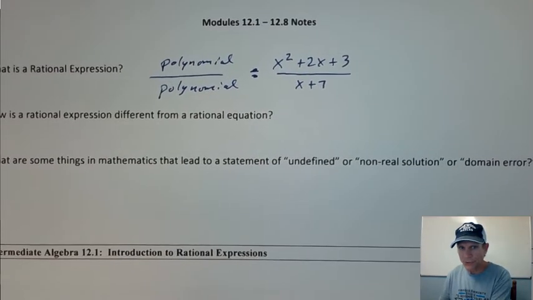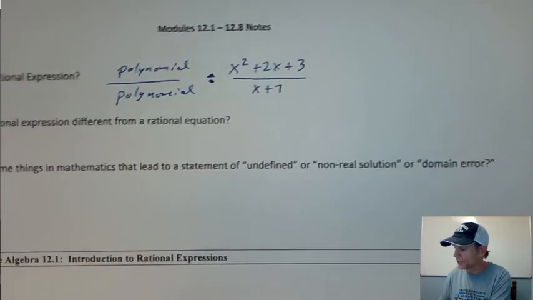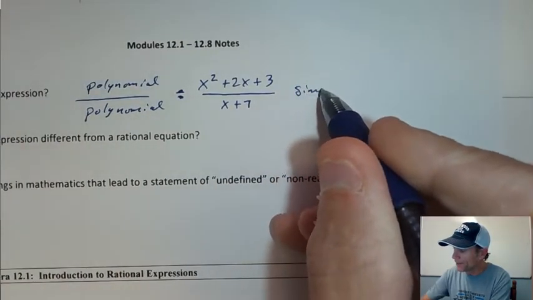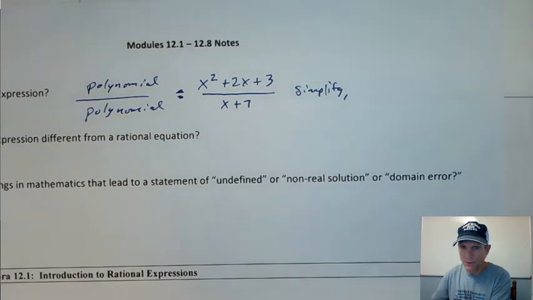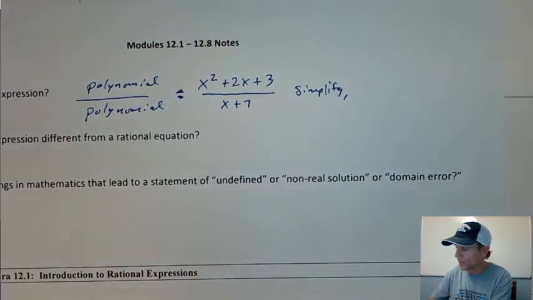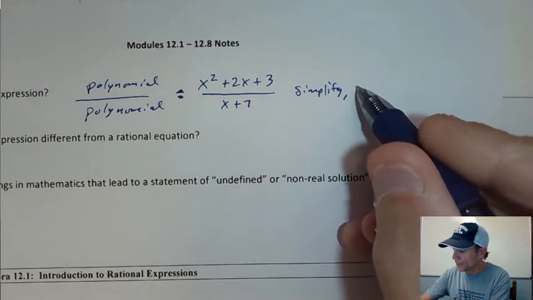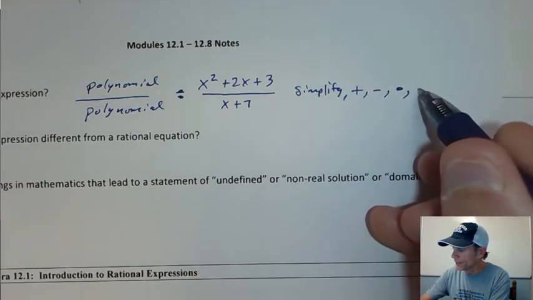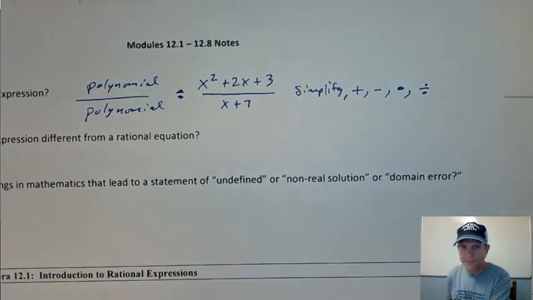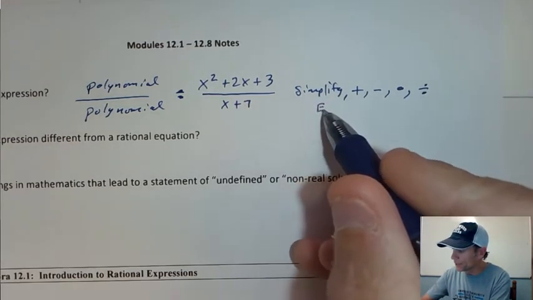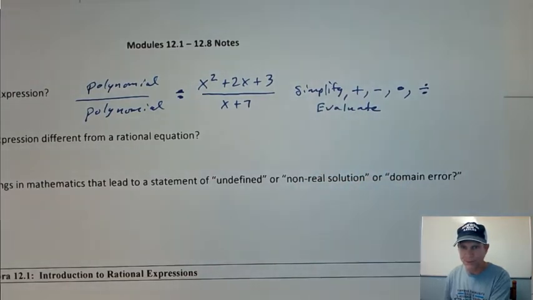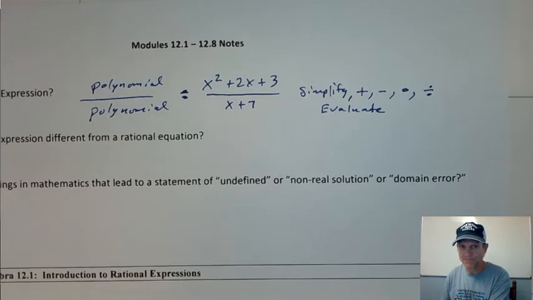And so the things we'll do with rational expressions are we're going to simplify them or reduce them, kind of like we did with fractions. We're going to add, subtract, multiply, and divide these, okay? And then we're going to also evaluate, and that's where we put a value in for the variable, and then we do some computing, okay?